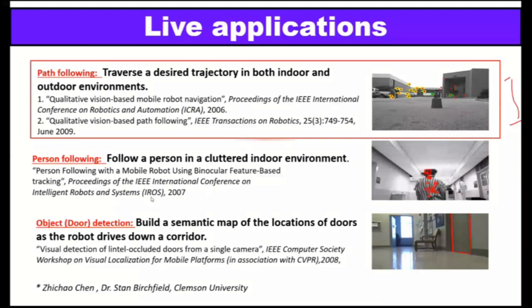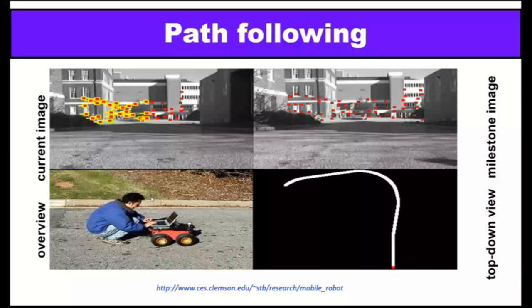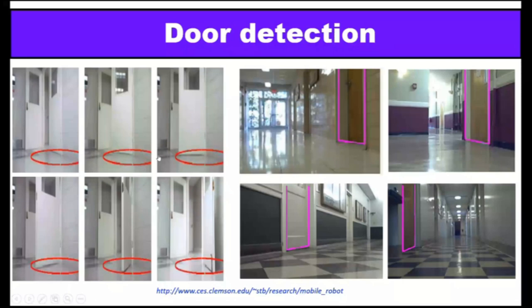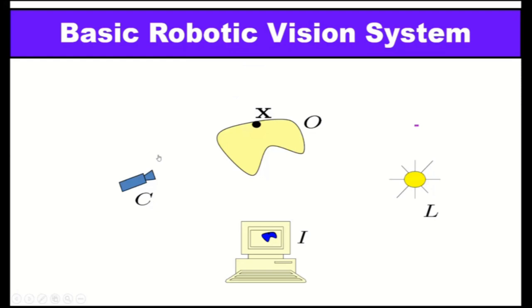Some more applications. Somebody asked that question on planners. So how to find a path, person following applications, face recognition, door detection, because you need to find an entry point. So you need to find doors.